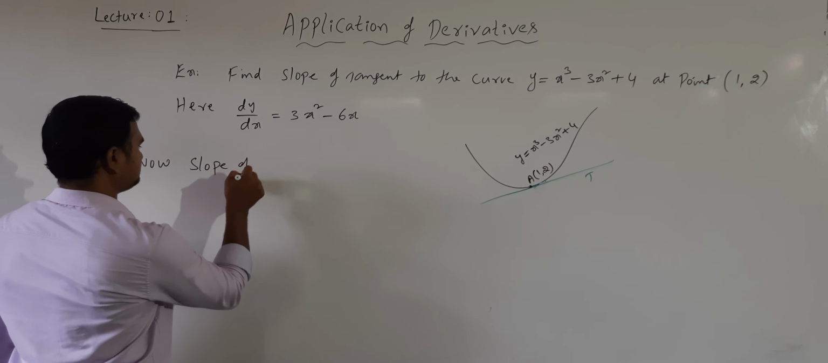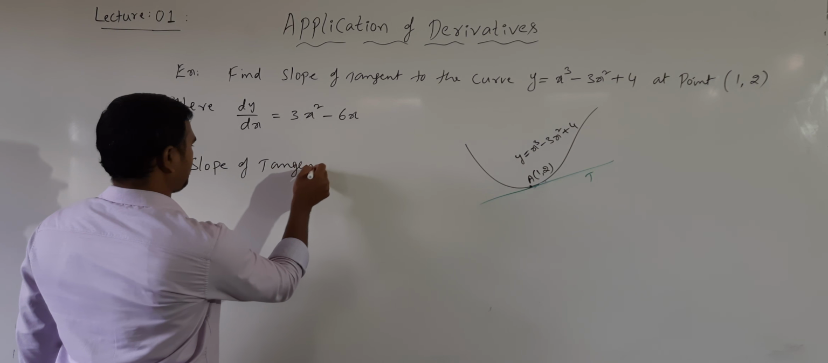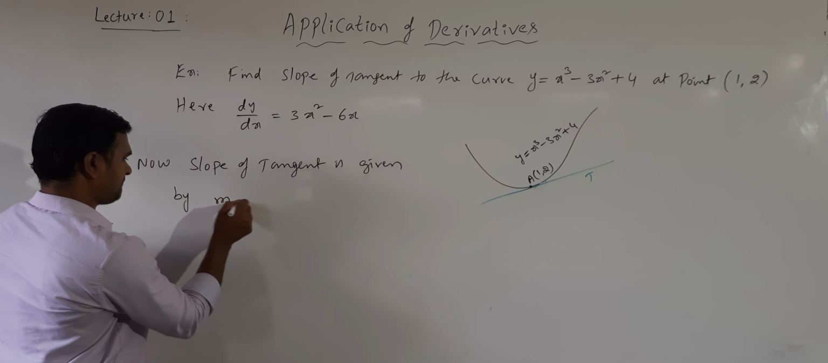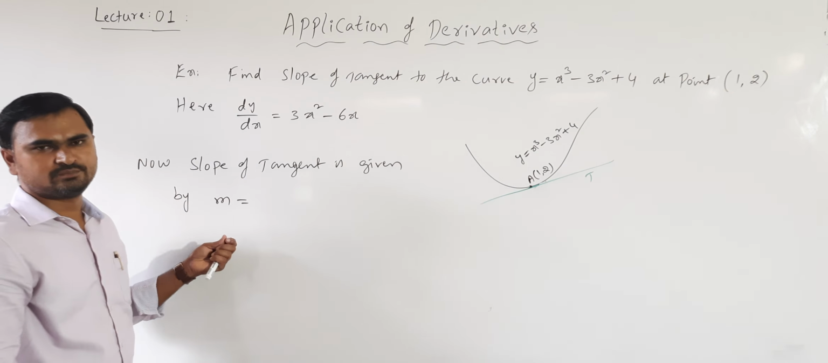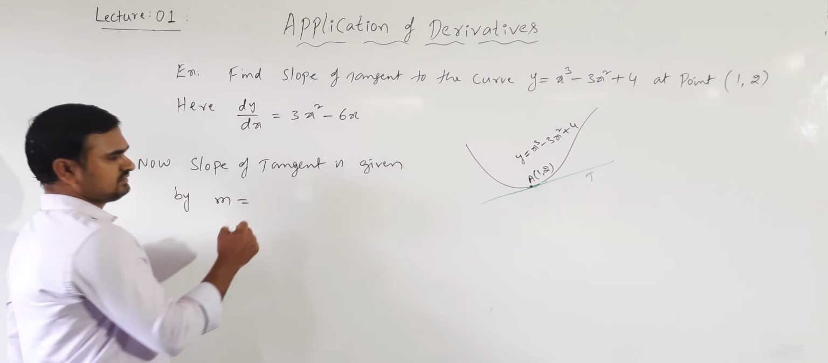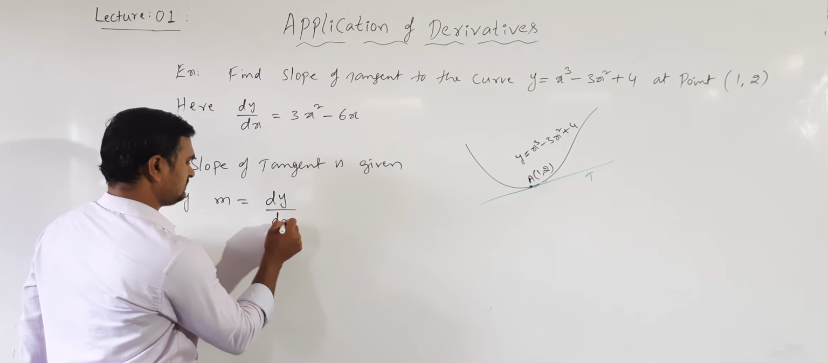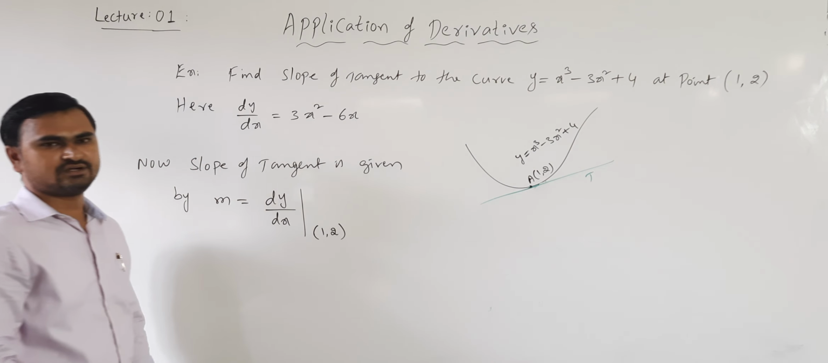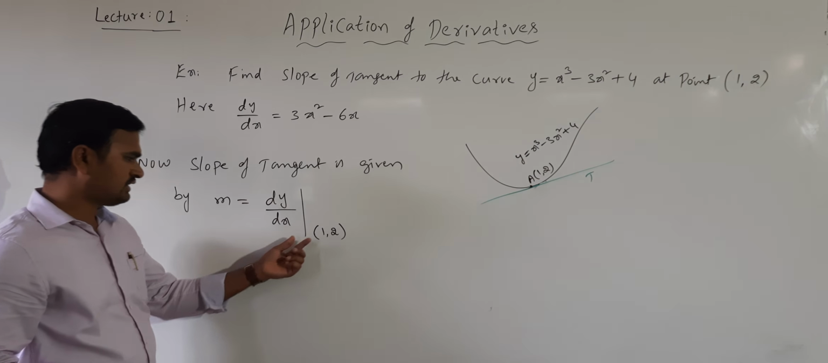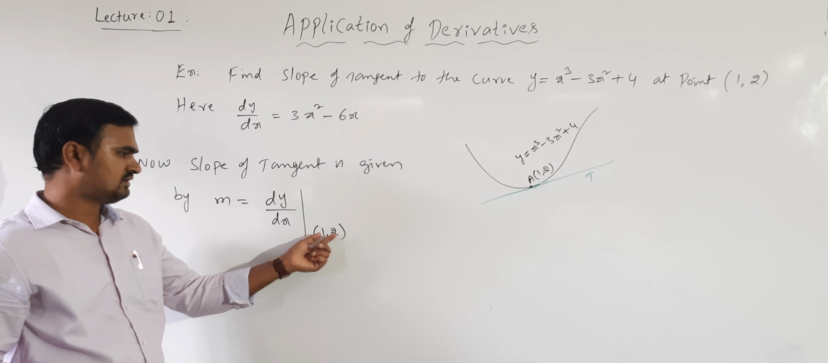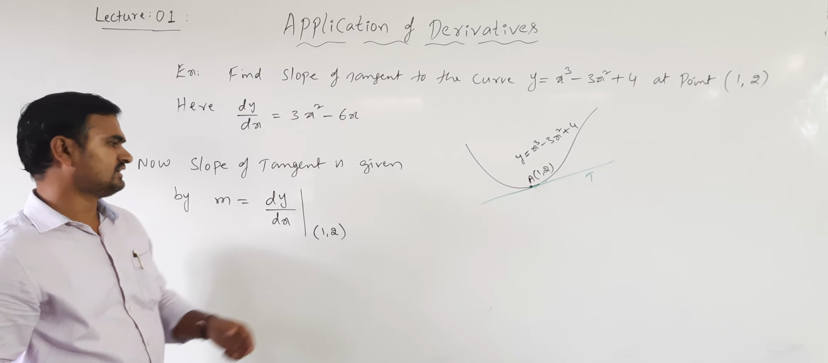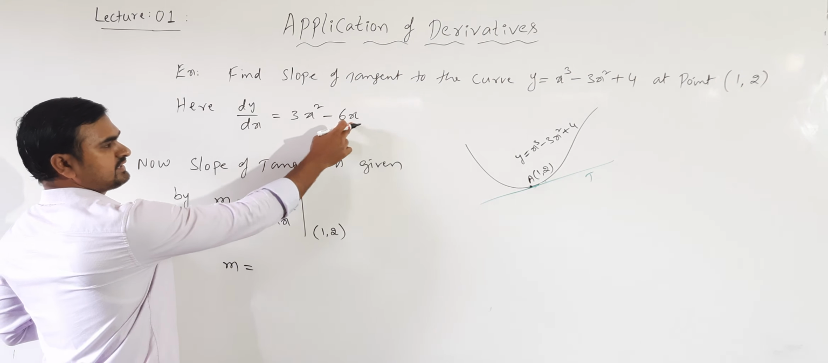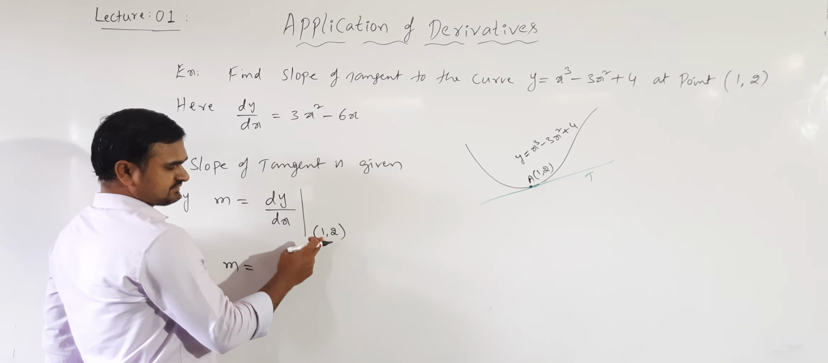So now slope of tangent is given by m. Okay. So how do you write slope? Slope of tangent m is given by the derivative at a particular point given, 1, 2. So what you have to do is substitute this point 1, 2. Okay. X is 1, y is 2 in the derivative. So m equal to dy by dx is 3x square minus 6x, at x is 1, y is 2.